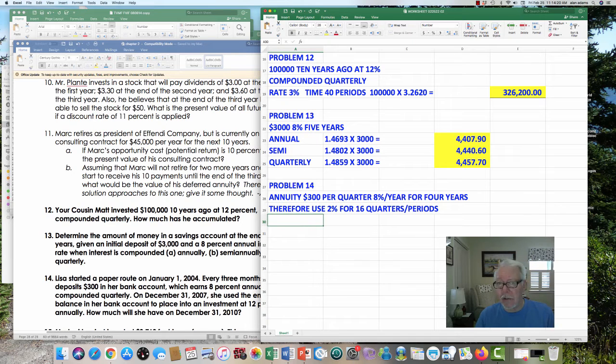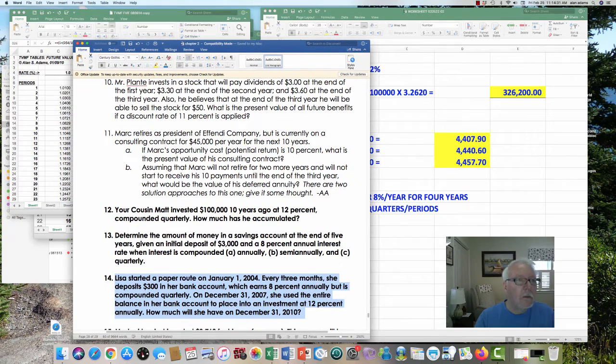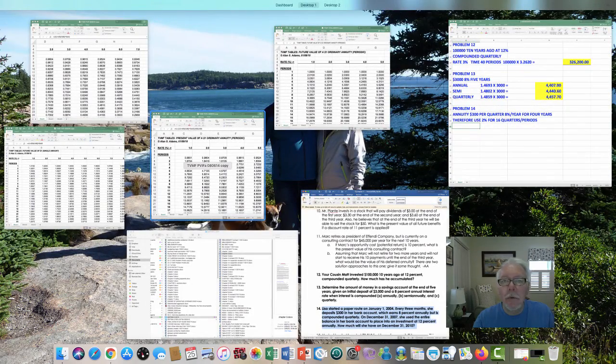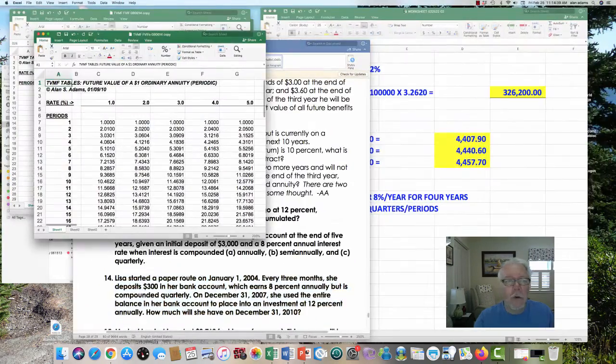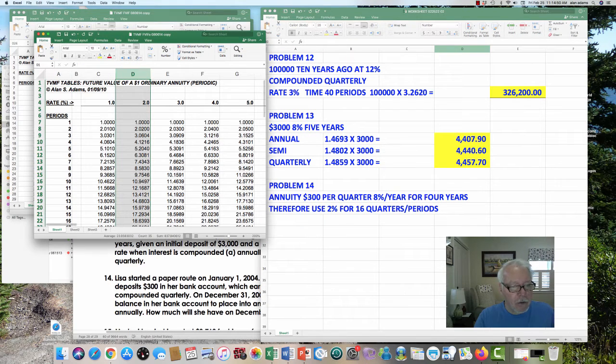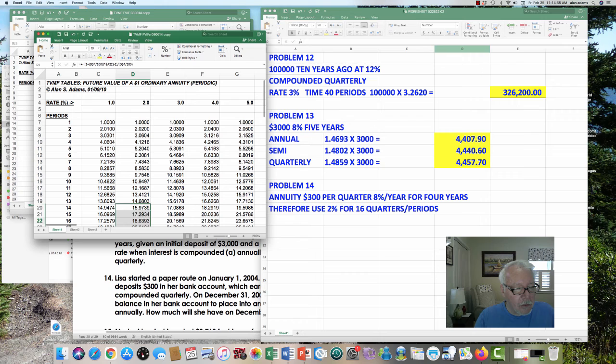Let's see what she gets. Okay, I'm going to save this and we're going to run over to table number, hold on. Table number 3, future value of an ordinary annuity. There it is. Okay, so what we do is we look up 2%, 16 quarters, 2%, 16 periods. It is 18.6393.